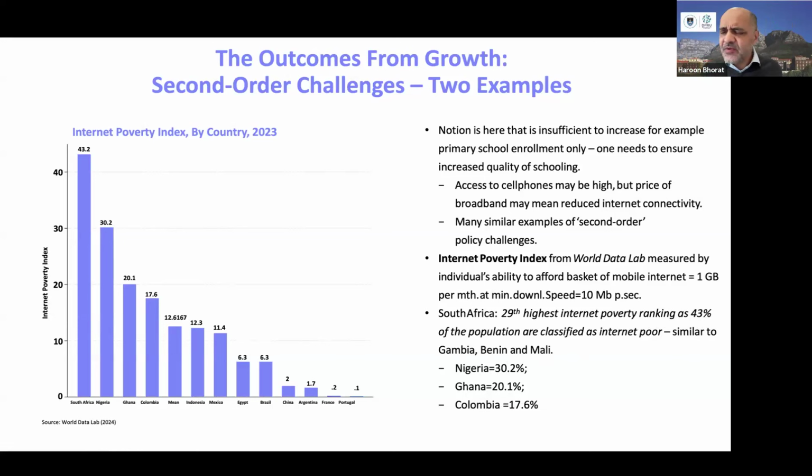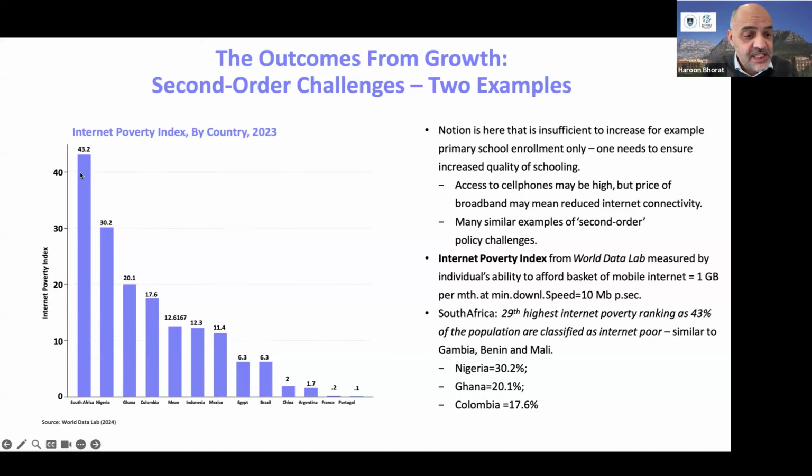So you ask the question, well, what's going on? Well, it gets really interesting. That differential is a lot to do with prices. So if a country is at the same level of economic development, like China, it's ridiculous. The internet poverty level in China is 2%. In Brazil, it's 6. Let's compare ourselves to Brazil. In Mexico, it's 11. We are at 43.